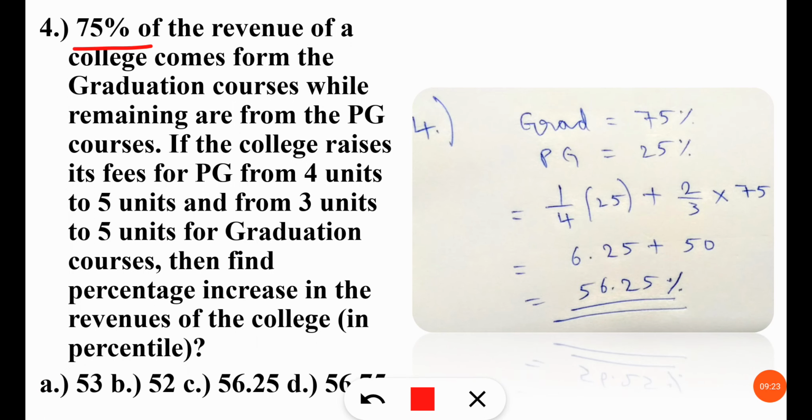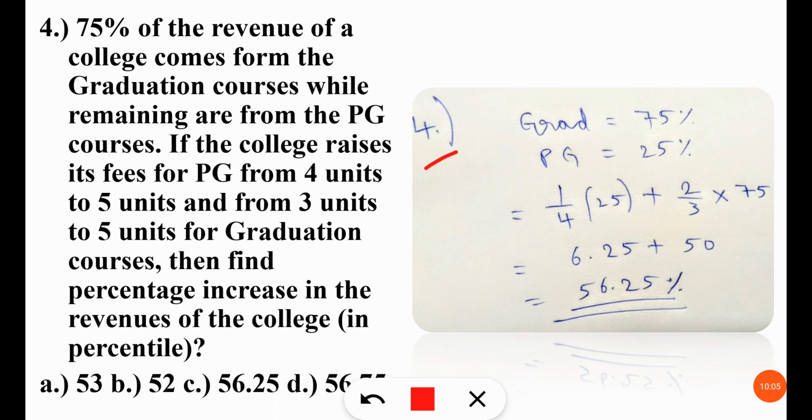The fourth question is, 75% of the revenue of a college comes from the graduation courses, while the remaining is from the PG courses. If the college raises its fees for PG from 4 units to 5 units and from 3 units to 5 units for graduation courses, then find the percentage increase in the revenues of the college. Meaning of the question, there is a college in which graduation courses and post-graduation courses are available. From graduation courses, it raises 75% of the total revenue, and from post-graduation courses, it raises 25% of the total revenue. Now the fee structure has been increased. How much has it increased? That percentage we have to find out.